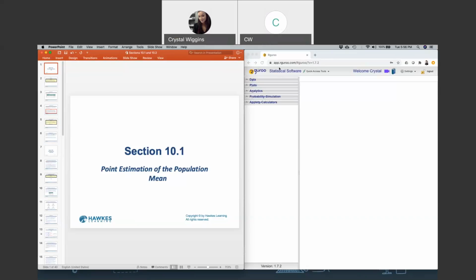All right, let's have a conversation about point estimates and interval estimates. The difference, why we need them, how to calculate them, and how to get all the missing pieces that we need. So first we'll start with a conversation about point estimations, and we're specifically focused on the population mean today.